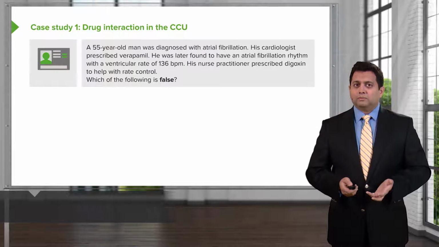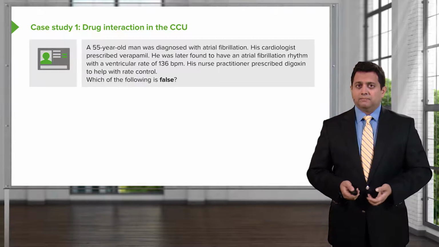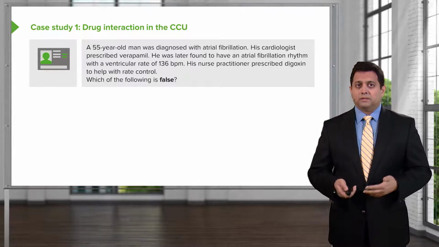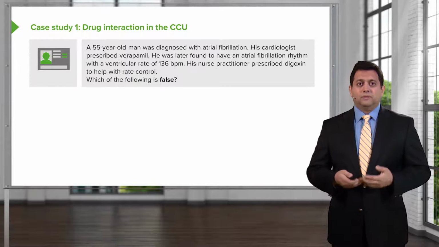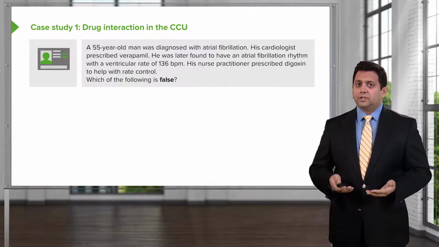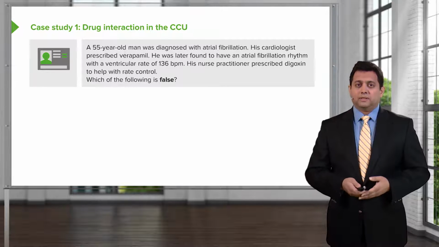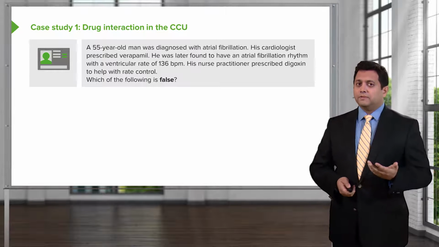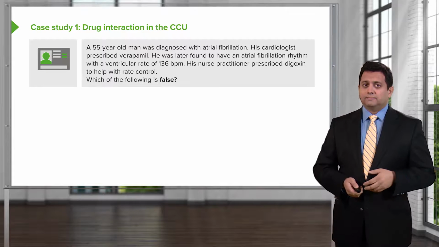A 55-year-old man was diagnosed with atrial fibrillation. His cardiologist prescribed verapamil. He was later found to have atrial fibrillation rhythm with a ventricular rate of 136 beats per minute. His nurse practitioner prescribed digoxin to help with his rate control. Which of the following is false?